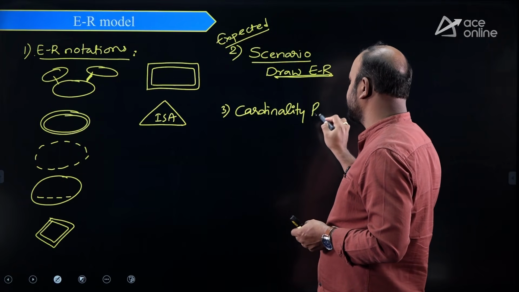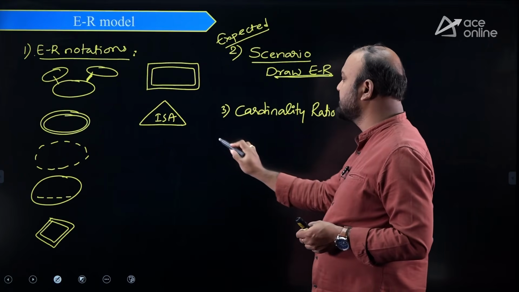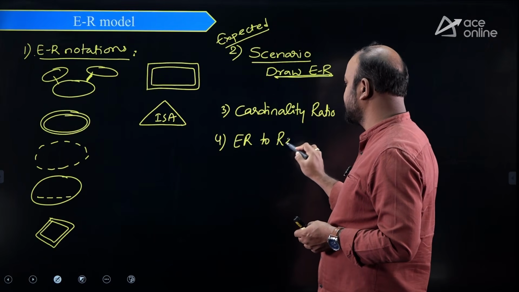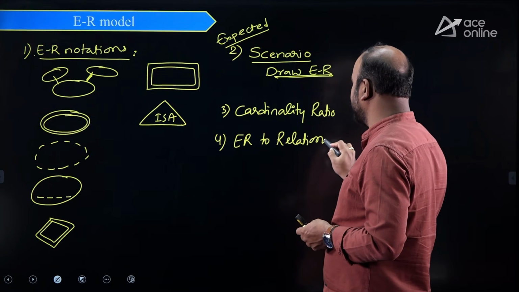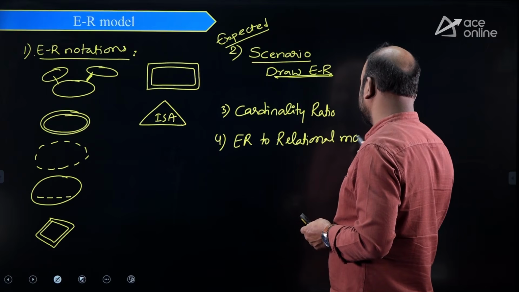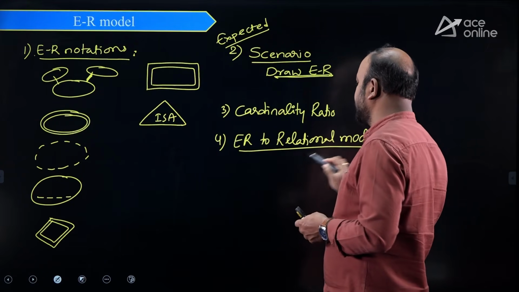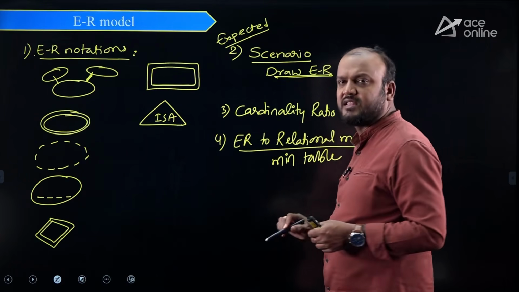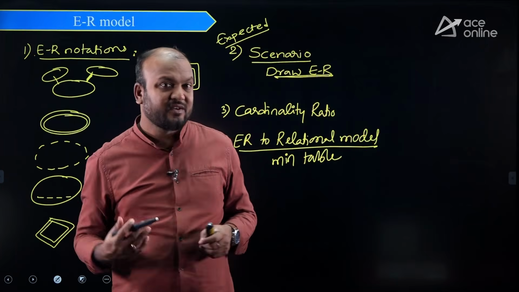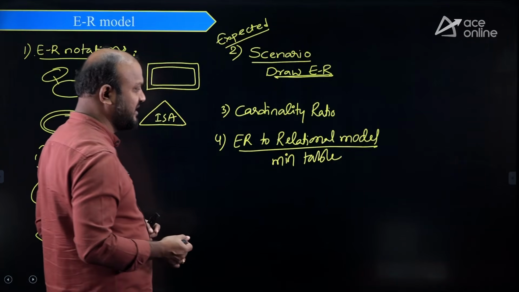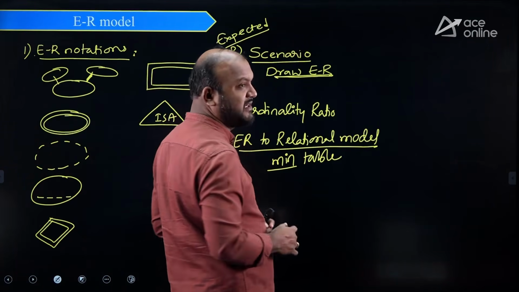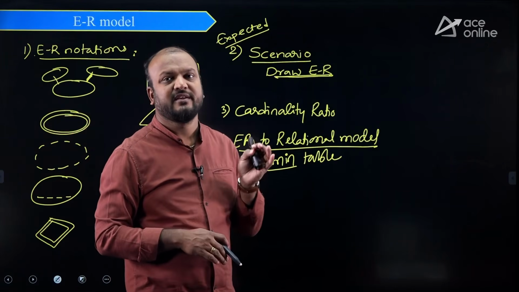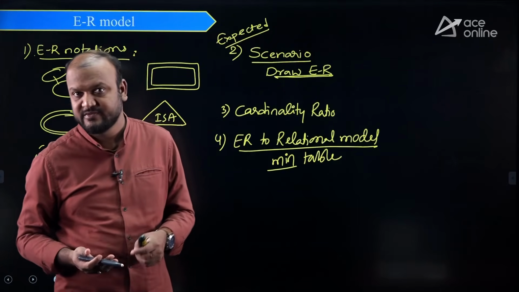It is cardinality ratios. And parallelly, you may expect questions on conversion of ER models to relational models, and they ask you to find the minimum number of tables. Minimum number of tables is the old type of question, but questions may be asked in a different way, like minimum tables, maximum tables, or if this table is combined with that table, what is going to be the primary key, foreign key. That kind of asking may be different.